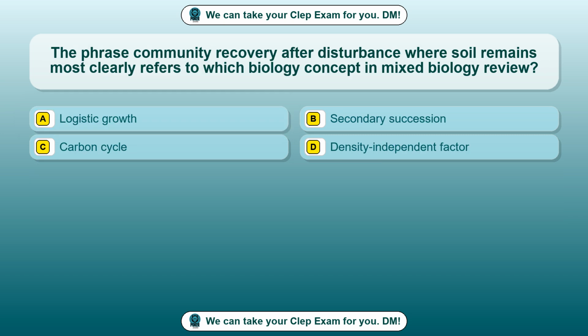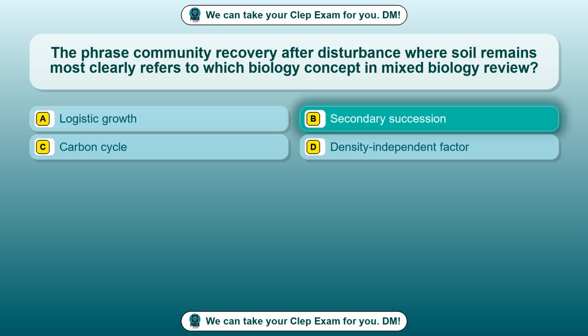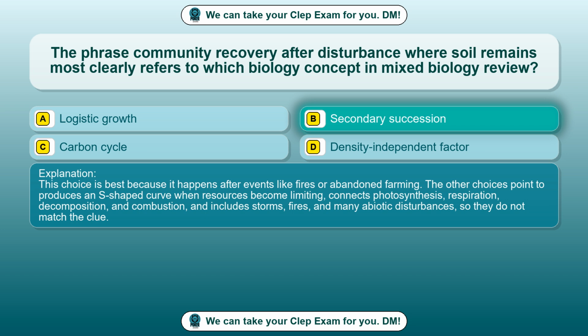Question 57. The phrase "community recovery after disturbance where soil remains" most clearly refers to which biology concept in mixed biology review? Option A, logistic growth. Option B, secondary succession. Option C, carbon cycle. Option D, density independent factor. The correct answer is option B, secondary succession. This choice is best because it happens after events like fires or abandoned farming. The other choices point to produces an S-shaped curve when resources become limiting, connects photosynthesis, respiration, decomposition, and combustion, and includes storms, fires, and many abiotic disturbances, so they do not match the clue.